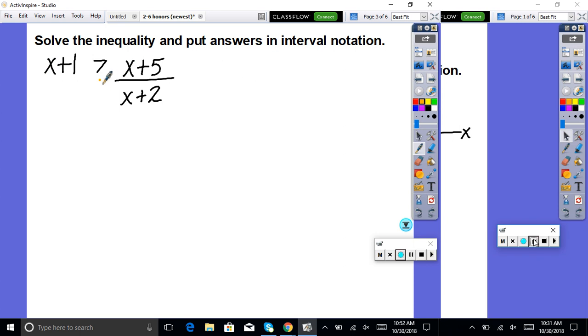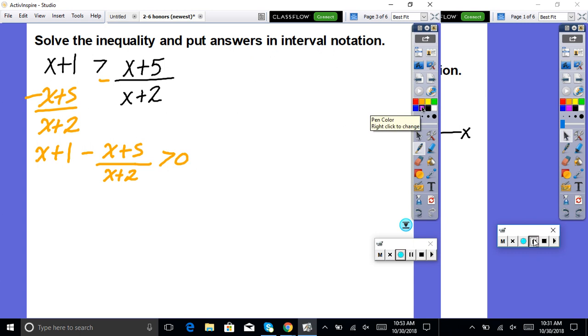So shouldn't we just subtract that over? Subtract x plus 5 over x plus 2. So then we have this, x plus 1 minus x plus 5 over x plus 2. And we want to know when is that greater than 0. So once again, we're going to need one rational, so we need a common denominator, so we'd multiply by x plus 2.